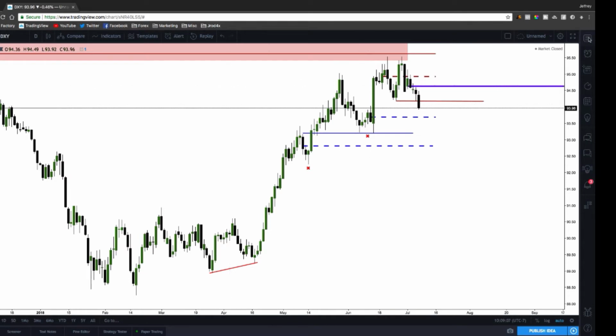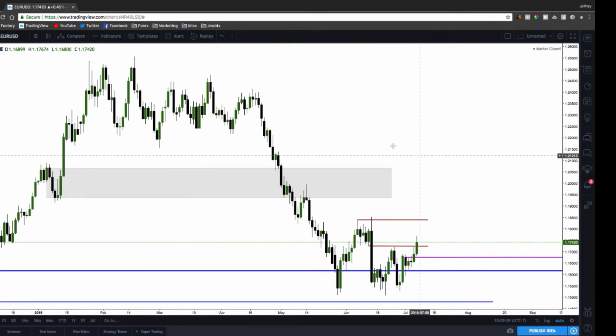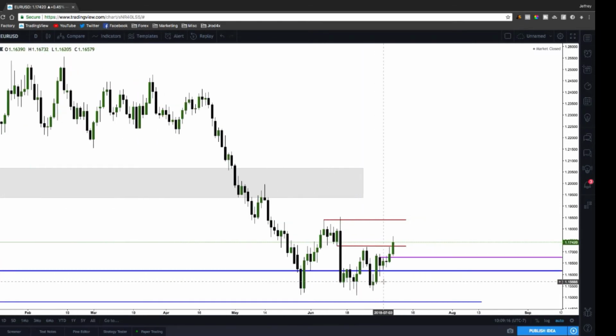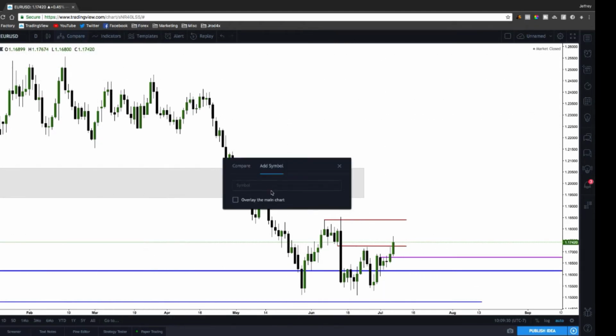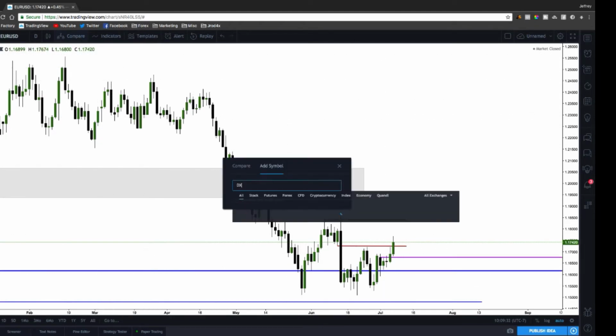So that's dollar index. Now let's move over to euro dollar. So again, euro dollar is basically the inverse of what we have in dollar index. So you can see we've now poked our head above this high that we had in here. So we've broken structure on a daily time frame, while also forming, I think there was some divergence here that I can talk to you guys about.